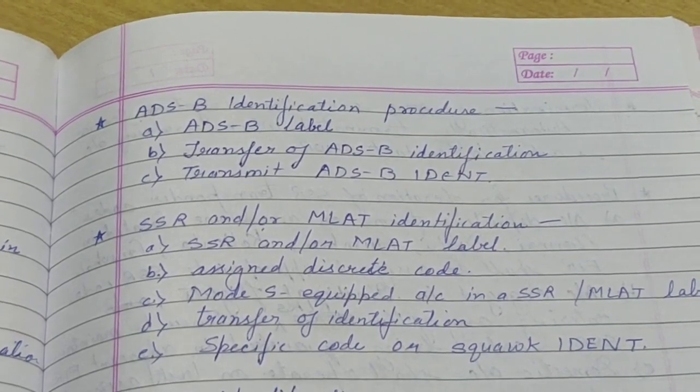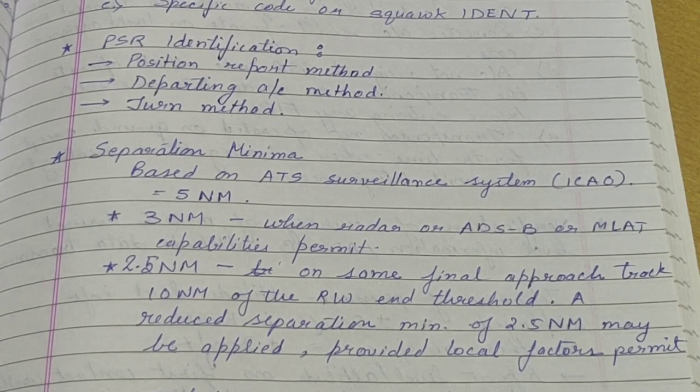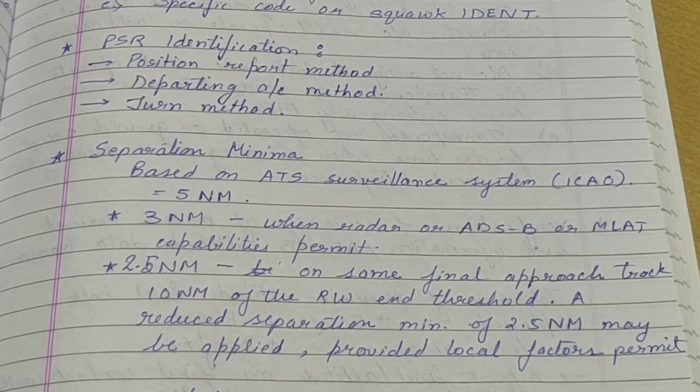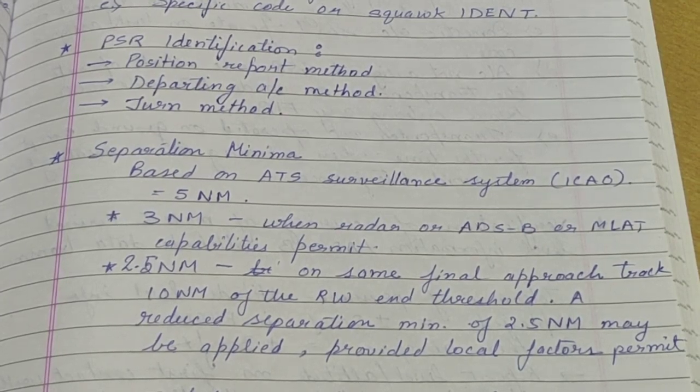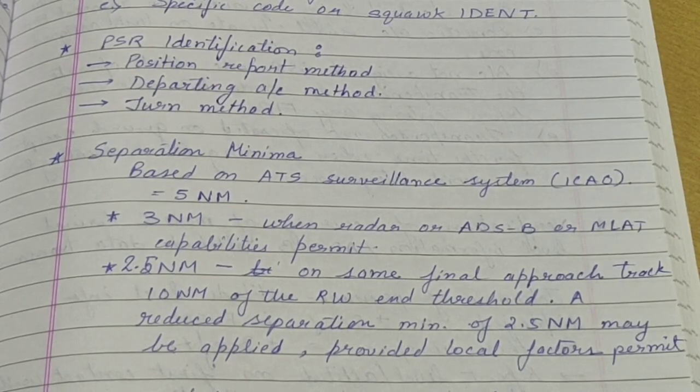Okay. So if you are using PSR, then how to identify? In this, we'll be talking about three different circumstances: position report, departing aircraft method, and turn method. So first, the position report method. In this, a correlation is drawn between the radar position indication and the aircraft reporting position. If they are both consistent, then it is identified.